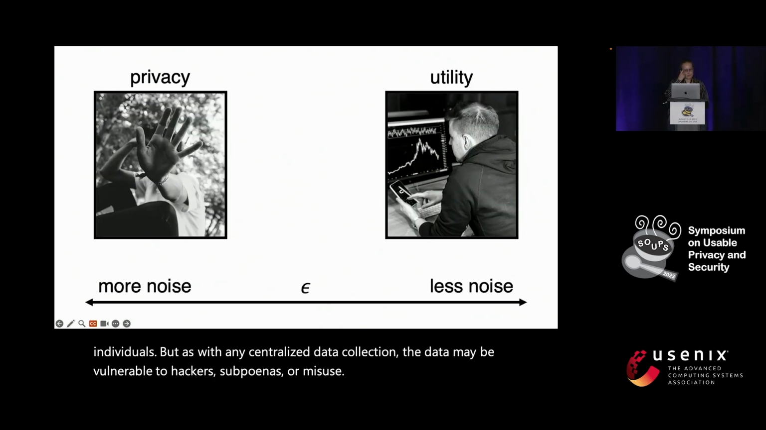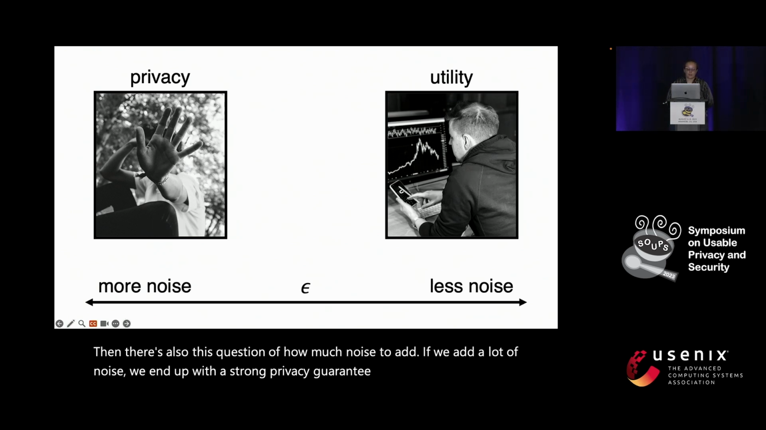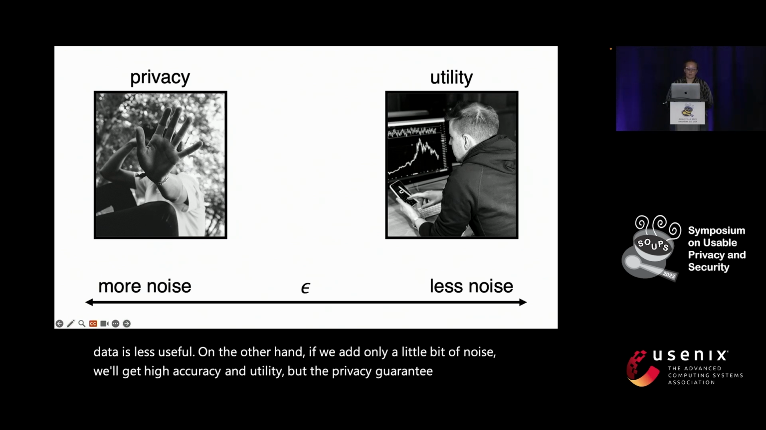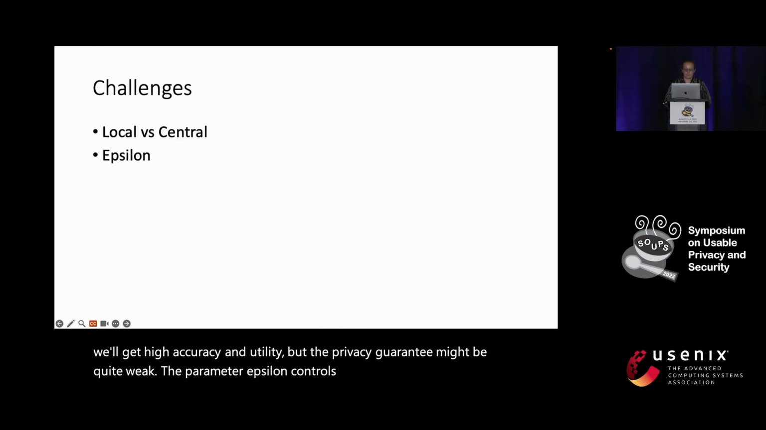Then there's also the question of how much noise to add. If we add a lot of noise, we end up with a strong privacy guarantee but poor accuracy, so our data is less useful. On the other hand, if we add only a little bit of noise, we'll get high accuracy and utility, but the privacy guarantee might be quite weak. The parameter epsilon controls this trade-off.